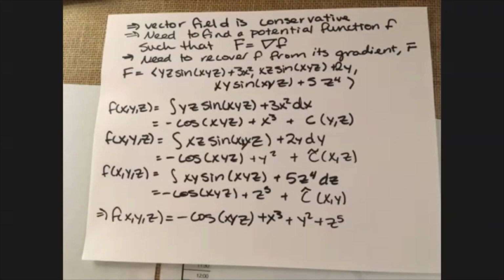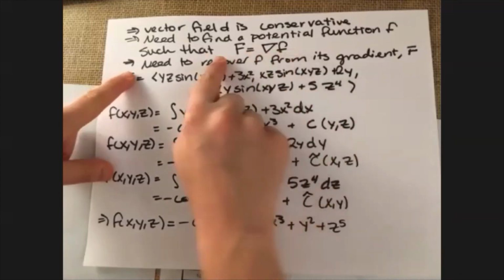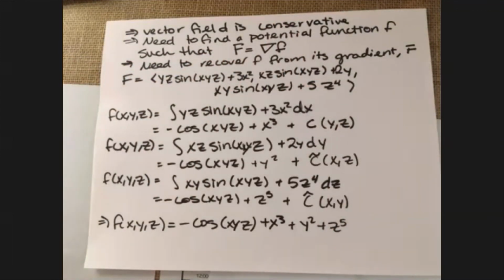So yeah, that's pretty much all there is to it. Again, the big idea to walk away with is that if your vector field is conservative, we can figure out some function that it came from using its gradient. So just remember that big idea there.